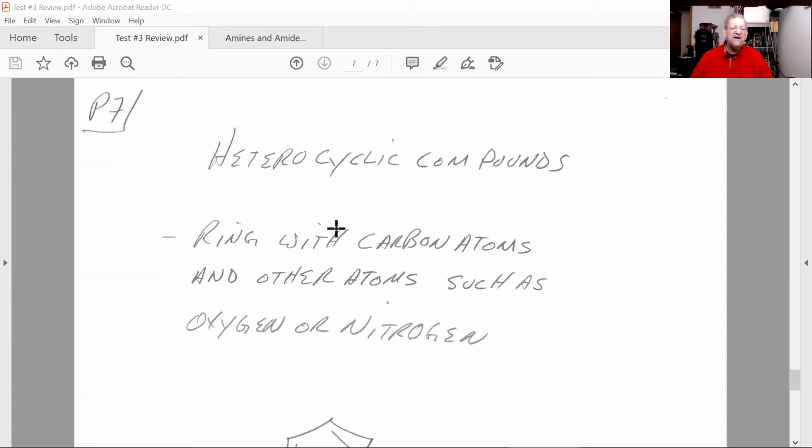All right, last home stretch, heterocyclic compounds. You should know, what is a heterocyclic compound? It's a ring with carbon and other atoms, such as either oxygen or nitrogen.